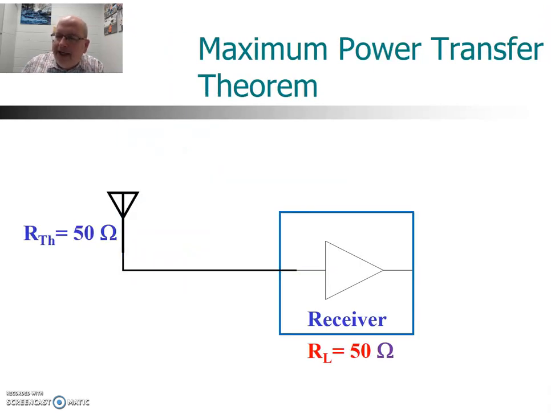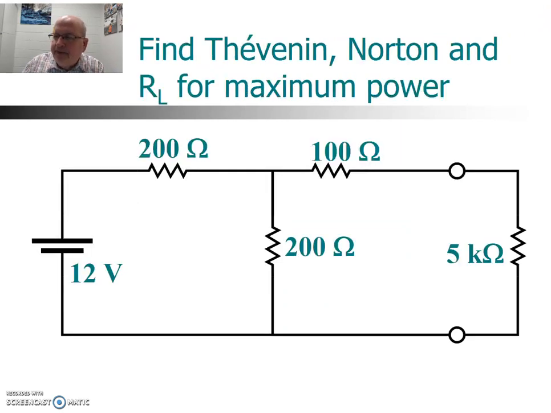Same idea with an antenna. An antenna might have a Thevenin resistance of 50 ohms. You want to make sure your receiver has the same resistance value in order to match that and get as much power as you can from the antenna. Really important because the signal coming from the antenna is very, very weak, typically in the order of microvolts. So you want to get as much of that as possible, make sure it matches.